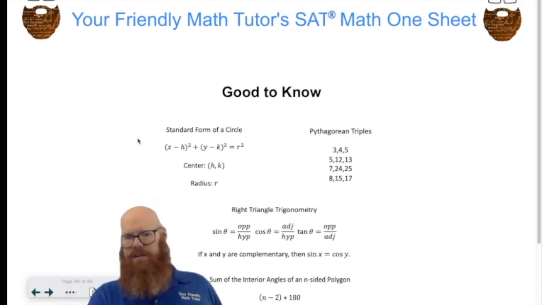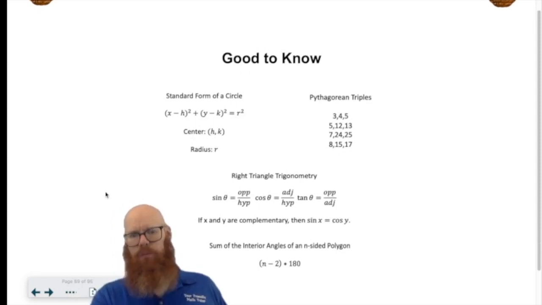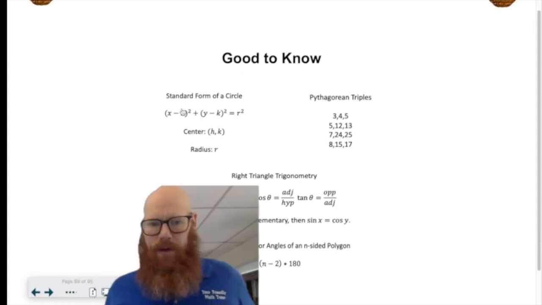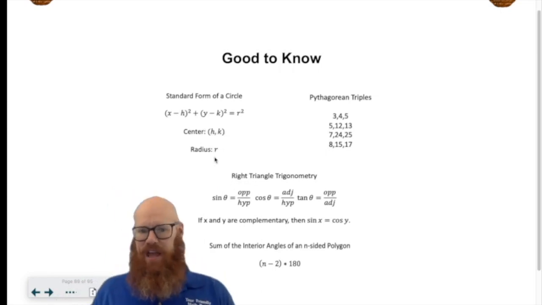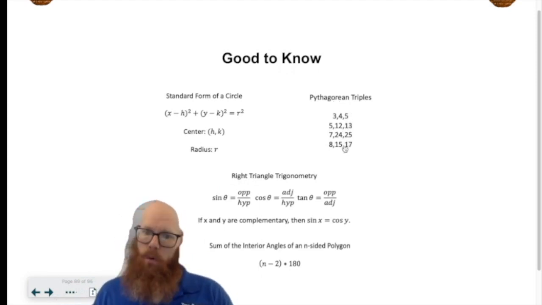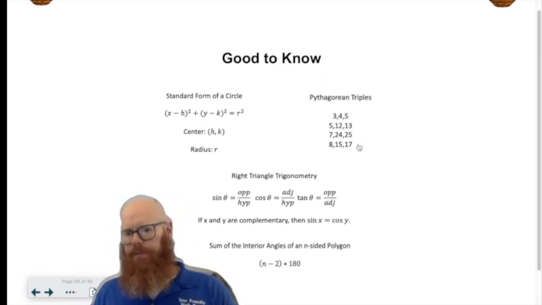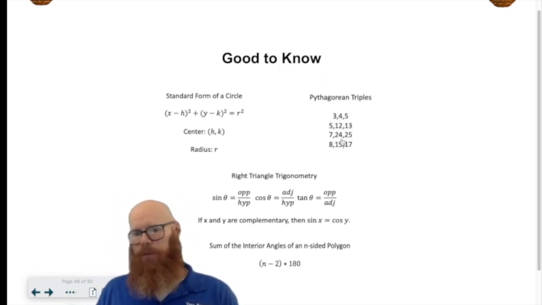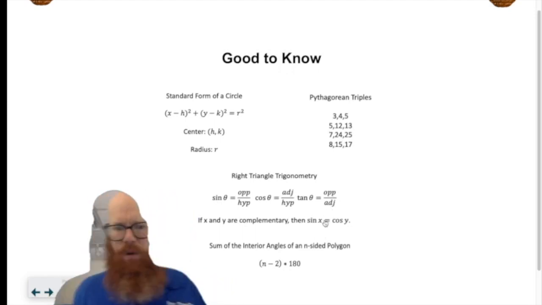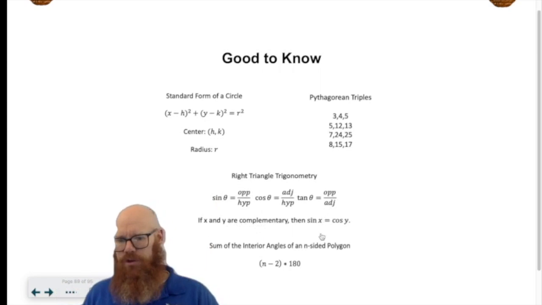Okay. All right, so just to review, again, we had 2 problems with the standard form of a circle, that we have to know this equation, and the center is HK and the radius is R. Then we had a problem related to Pythagorean triples, and that is these 4. Again, there are more. You could just focus on the first 2, but knowing these save you having to do the full Pythagorean theorem. We definitely should know SOHCAHTOA and how to use that. What side is the opposite? What side is the adjacent? What side is the hypotenuse? We definitely need to know if x and y are complementary, then the sine of one equals the cosine of the other. And finally, this helps us find the sum of the interior angles of any polygon.